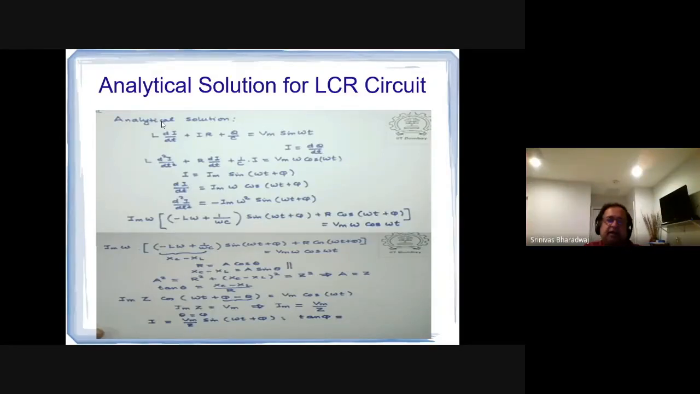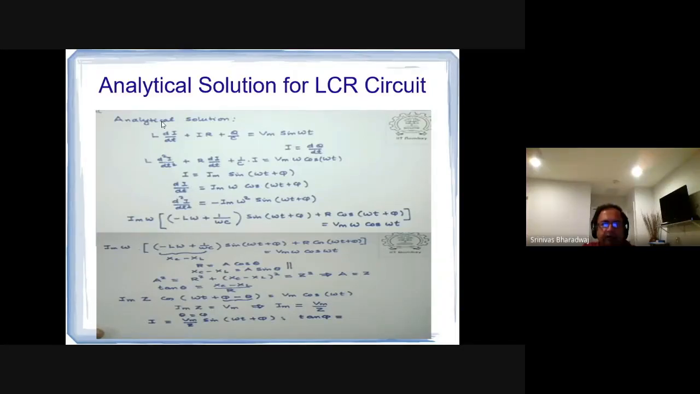So this is the analytical solution. I already touched upon this before. This is a simple LCR series circuit: Vm sin omega t equals L di by dt plus iR plus Q by C. Now if you differentiate it one time, you end up with the second derivative for the I. Therefore, dq by dt is I, therefore you have 1 by C I, equals Vm omega cos omega t.